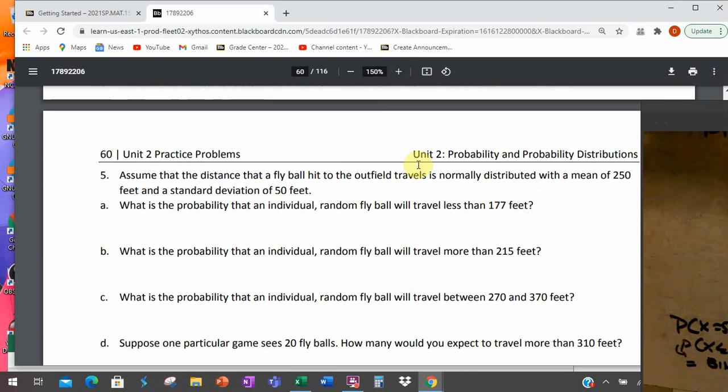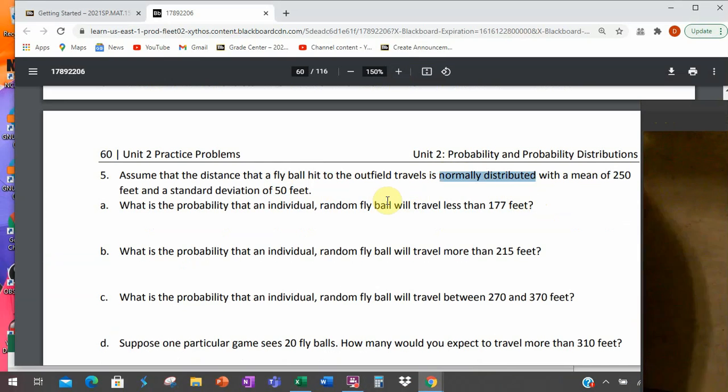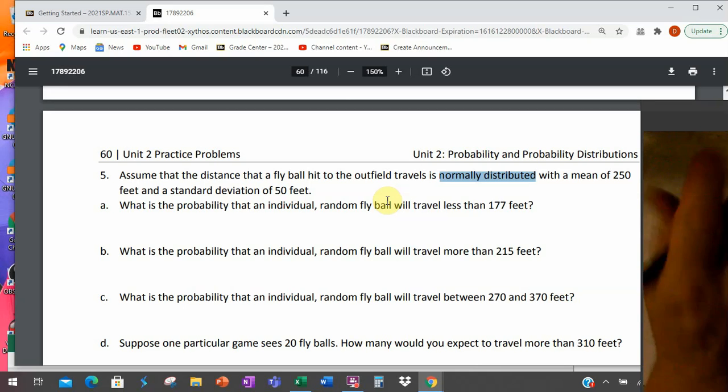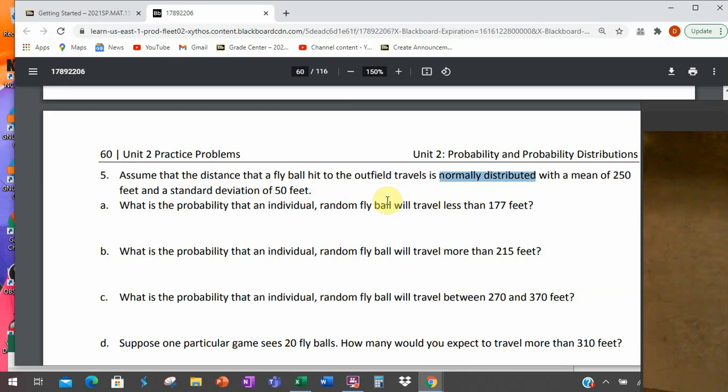Okay, again. So assume that the distance that a fly ball hit to the outfield travels is normally distributed with a mean of 250 feet and a standard deviation of 50 feet. What is the probability that an individual random fly ball travels less than 177?